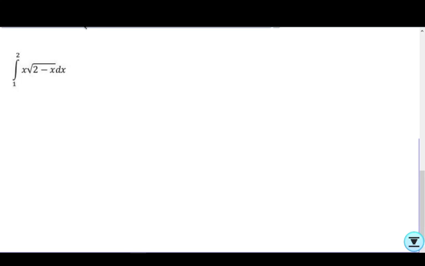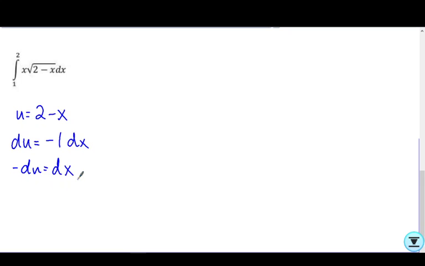So again, this is a definite integral this time, and I've got x times the square root of 2 minus x. So what we're going to do is, of course, u has got to be the 2 minus x on the inside, which means du is negative 1 dx, or negative du equals dx. So that's what we're going to use there.